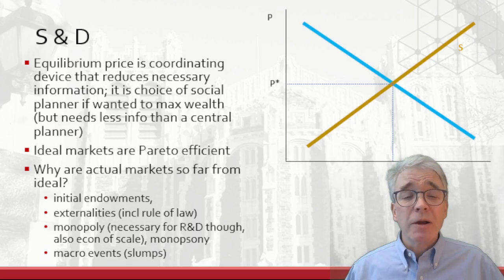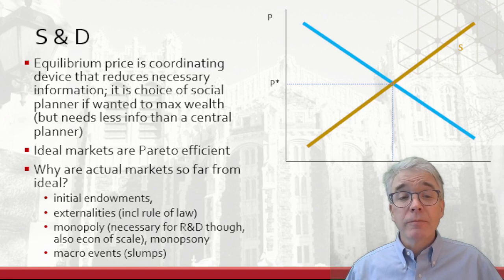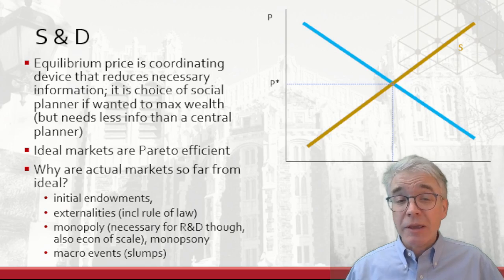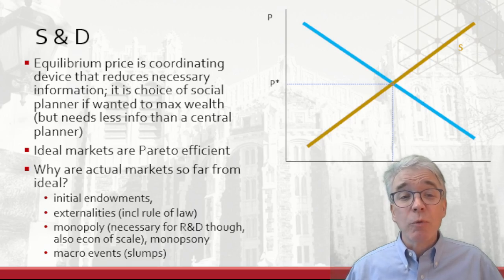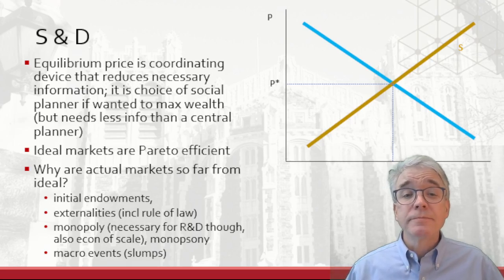Then actual markets are often not ideal because companies have enormous power, whether through a monopoly where they're the only seller, or maybe there are a few large firms that have power in selling. Or there could be monopsony, a single buyer, or variations of pricing power if there are just a few buyers. And there are macroeconomic events such as a recession where suddenly a lot of people get worried about the future and don't buy as much.